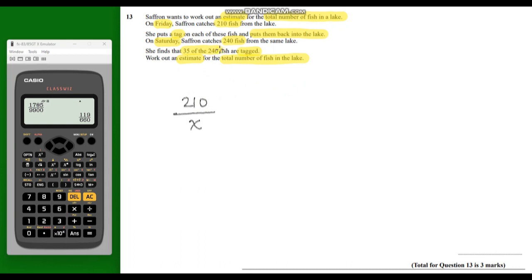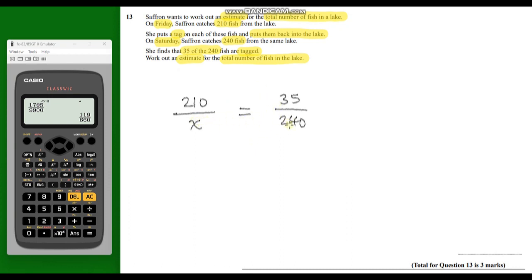And then on Saturday, she catches 240 fish this time from the same lake, and 35 of those are tagged. So obviously not all of the ones that she tagged she's pulled out. She's pulled out 35 of them that are tagged out of 240. Now, the key thing to recognise is that these two fractions are equal. Okay, the proportions should be the same. So what she picked out the first time should be the same as what she picked out the second time, because it's just sort of a random pick of fish from the lake. So they should be the same.